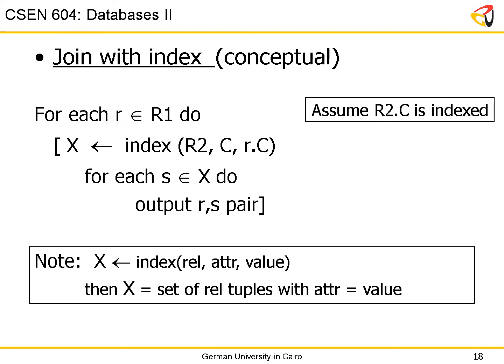And for all the matches that you find in the index, remember the example we had was 220s in R1 and 220s in R2. Let's say you search for 20 in the R2 index and you get back the result that there are 220s. This is what the inner loop says: for each S that belongs to X, where X will be the set of 220s, I will output R comma S, which is the 20 comma 20 pair, basically a tuple from R1 and a tuple from R2 where C is 20. So here I'm using the index to do the join.